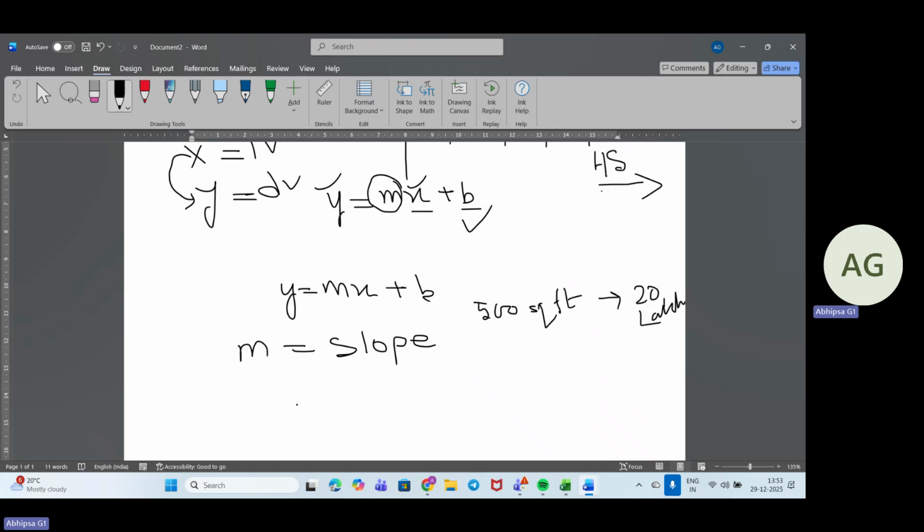Now, what is m? m is equal to 20 by 500. I'm really sorry, 20 by 500, because we have taken it in lakhs. So 20 would be in the numerator and 500 we will be getting here. So generally how do we get mx? We get y equals mx plus b. Now in any case, b equals 0. In that case, we are getting y equals mx, right?